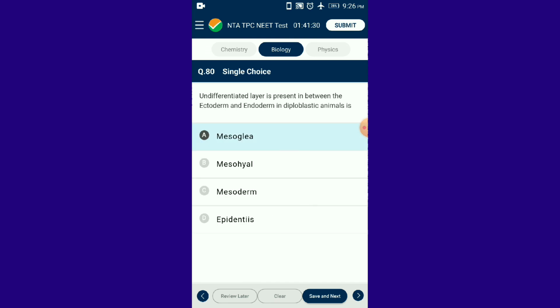Question number 80. The undeveloped layer present between the ectoderm and endoderm in diploblastic animals is mesoglea. Diploblastic animals have only two embryonic germ layers, the ectoderm and endoderm. Cnidarians such as jellyfish, coral, and sea anemones are examples. The ectoderm layer generates tissue generally becoming the outside of animals, while the endoderm layer generates tissue that lines the inside of the digestive cavity, in contrast to many other animals. So the answer for this question is option A.